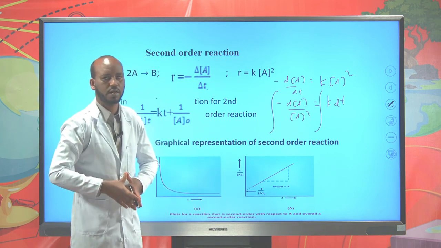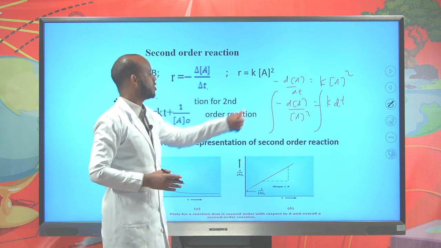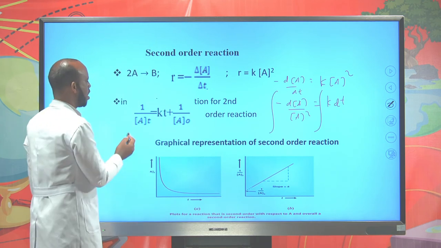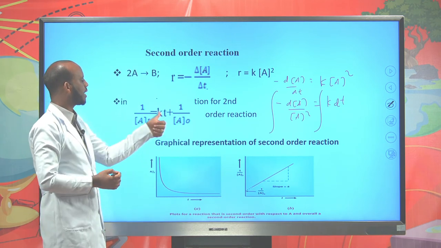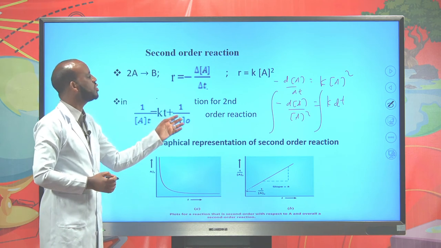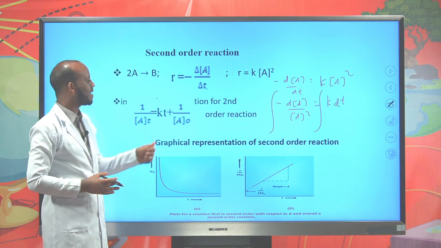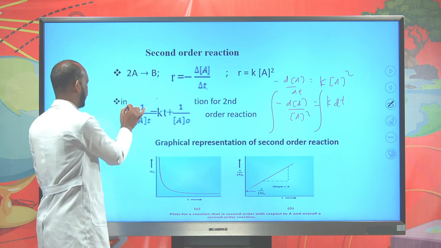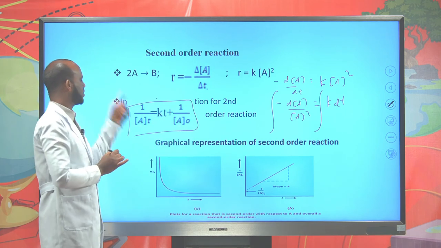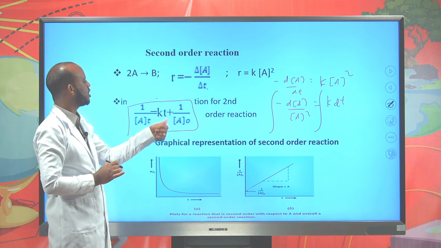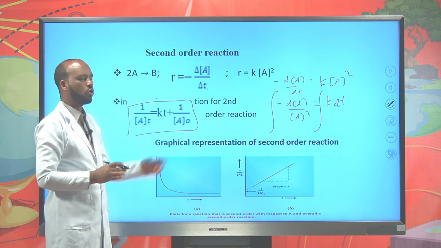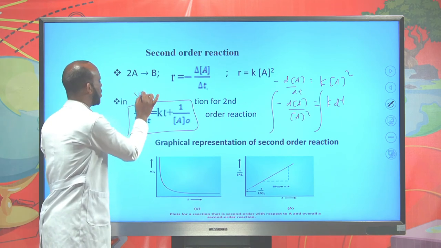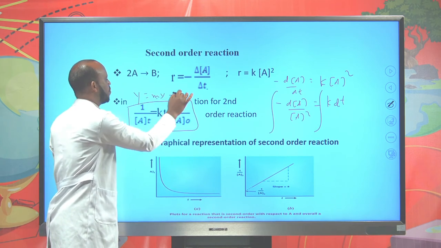Integrating both sides using calculus. An integrated rate equation for a second order reaction is this: 1 over concentration of A equal kt plus 1 over initial concentration. This is integrated rate equation for second order reaction. You see? 1 over concentration of A at any time t equal kt plus 1 over A naught is similar to equation of a straight line, which is y equal mx plus b.